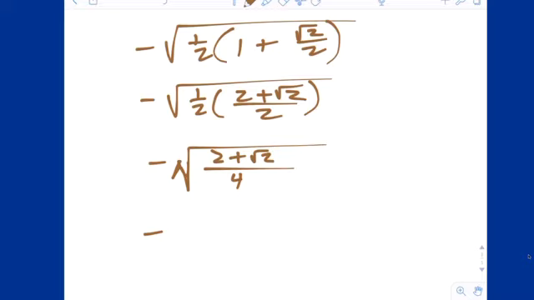The denominator is the square root of 4, which is 2. So dividing by 2 is the same as multiplying by 1/2. So if you want to go straight to this as your final answer, that's good. But just make sure that your radicals, your symbols, cover everything they're supposed to cover.